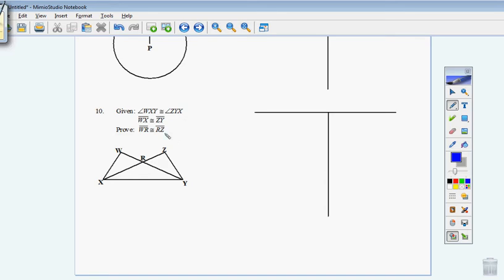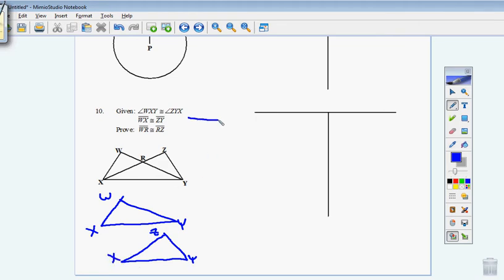Okay, part 2 was posted about questions 8 and 9. So now let's go over question number 10. Okay, you guys can see that I have overlapping triangles. It's actually very similar to question 8. So I'm going to draw my overlapping triangles. I have triangle WXY, and then I also have triangle ZYX. So those are overlapping triangles.